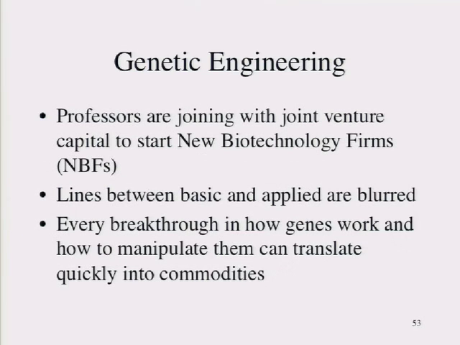The lines between basic and applied became blurred because every breakthrough in how genes work and how to manipulate them can translate quickly into commodities, right? You figure out how to get that gene sequence from a salmon into a tomato, and that's maybe a basic breakthrough, but it has immediate application for commodity production. And so this makes it a little bit more complicated to figure out how much of this research should be paid for by the public through universities, because it's in the public interest, and how much of it really the cost should be borne by private industry. And the lines get blurred, and this is a story with great relevance right here on campus over the last, say, 30 years.